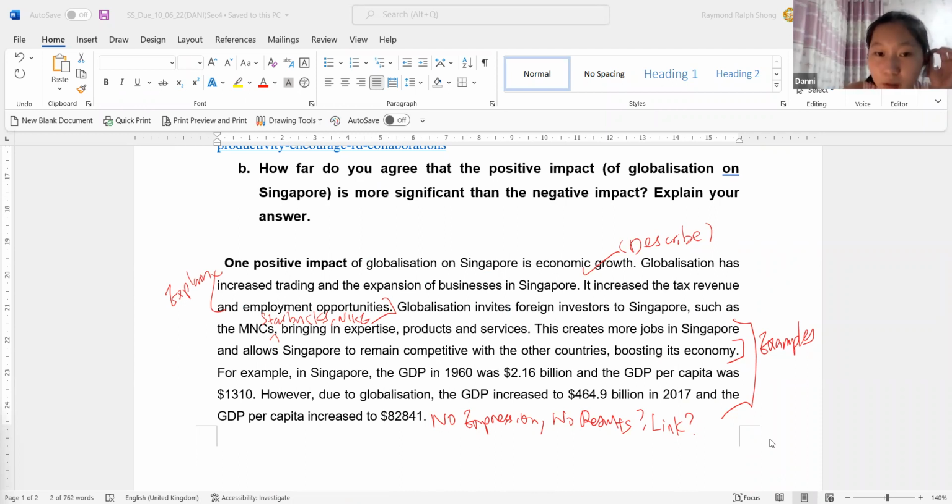One positive impact of globalization on Singapore is economic growth. Globalization has increased trading and the expansion of businesses in Singapore. It increased the tax revenue and employment opportunities. Globalization invites foreign investors to Singapore, such as the MNCs, bringing in expertise, products, and services. This creates more jobs in Singapore and allows Singapore to remain competitive with the other countries, boosting its economy. For example, in Singapore, the GDP in 1960 was 2.16 billion and the GDP per capita was 1,010. However, due to globalization, the GDP increased to 464.9 million in 2019, and the GDP per capita increased to 82,841.